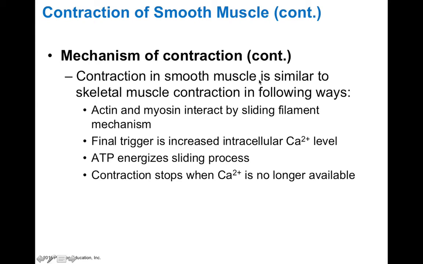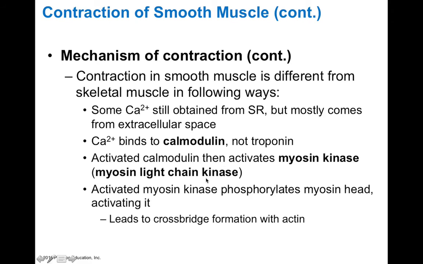So in terms of contraction of smooth muscle, it's similar to skeletal muscle in a variety of ways. We have actin and myosin. The trigger is calcium. We need ATP. And the contraction stops when calcium is no longer available. But that's the end of where they're similar. What we find is that smooth muscle actually differs quite a bit because most of the calcium in smooth muscle contraction actually comes from the extracellular fluid. Very little of that calcium actually comes from the sarcoplasmic reticulum.